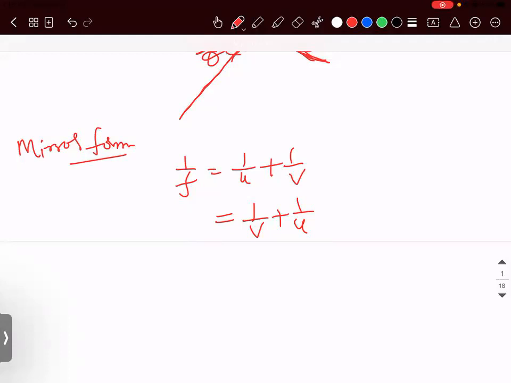Confusing, huh? A plus B equal to B plus A, right? So both are same only, no? Both are right. 1 by u plus 1 by v equals 1 by v plus 1 by u. Okay. Let's solve one problem.